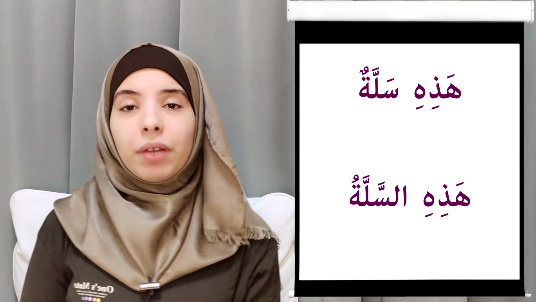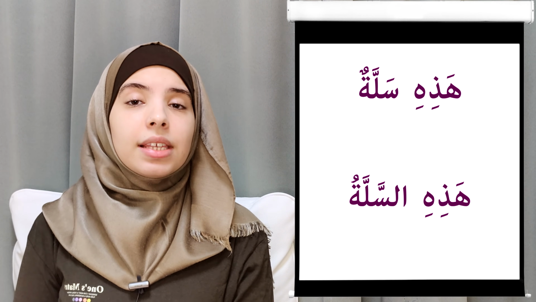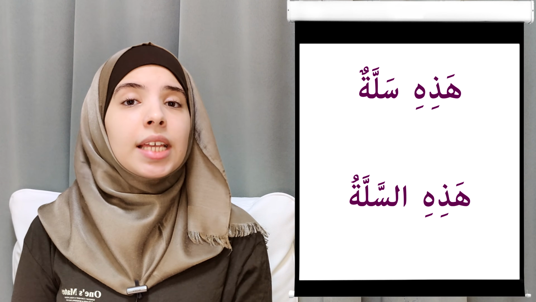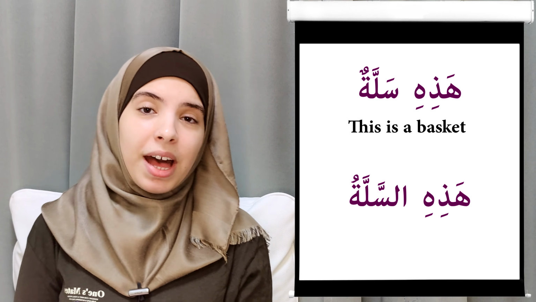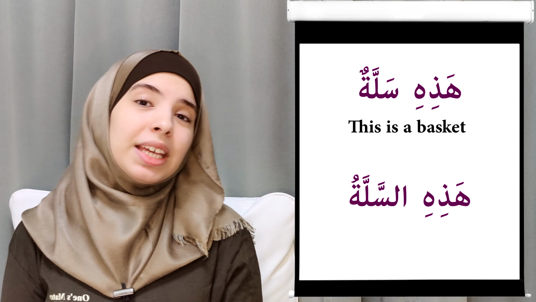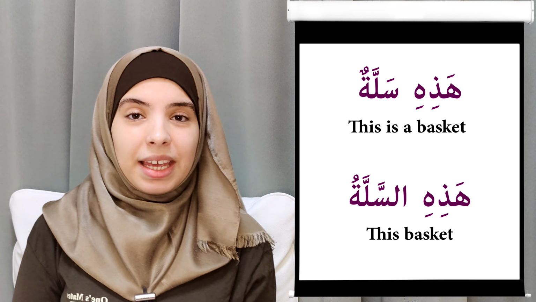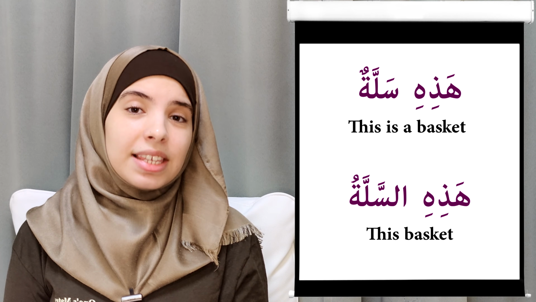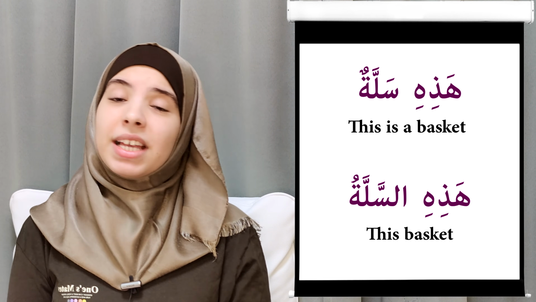Now, let's have a look at these two examples. هذه سلة and هذه السلة. First, سلة means basket. So هذه سلة means this is a basket. What do you think the second example means? Well, it means this basket. It is not a real sentence. هذه السلة, this basket. This basket is what?